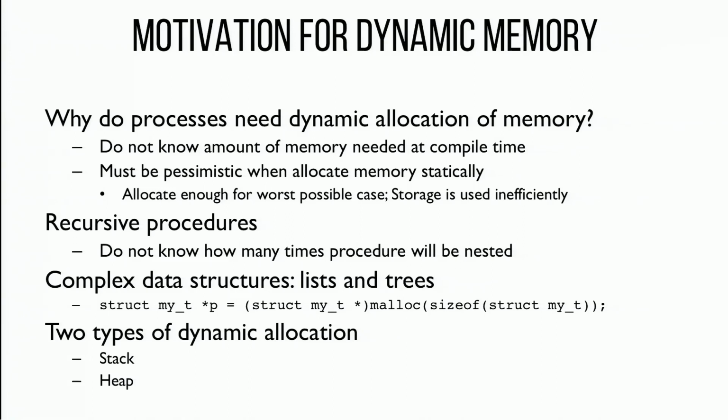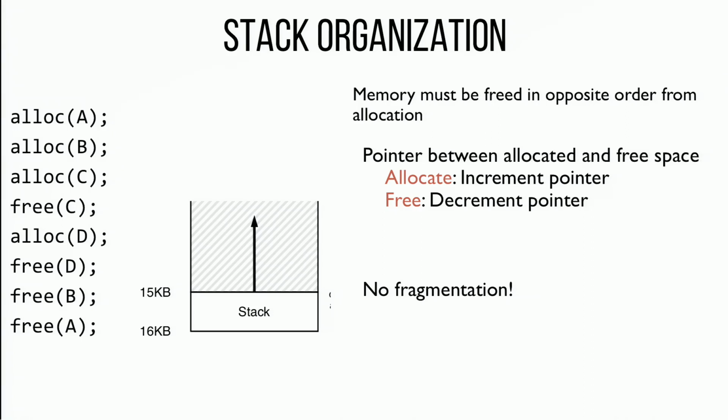Anytime you call malloc, because you have some complex data structure, we don't know how many times you're going to call malloc, so this is going to be dynamic. And as you all know, there are two different types of dynamic allocation that we see in programs. We have the stack, and we have heap allocation.